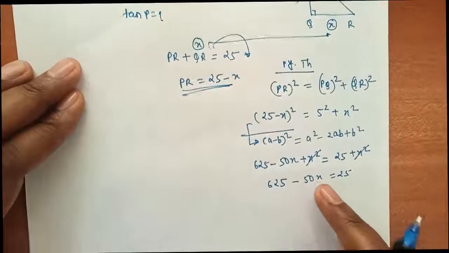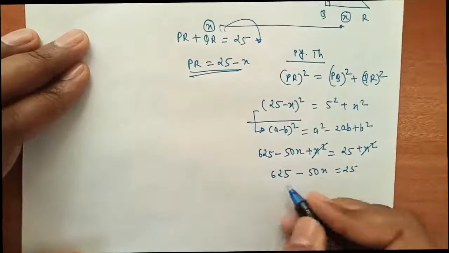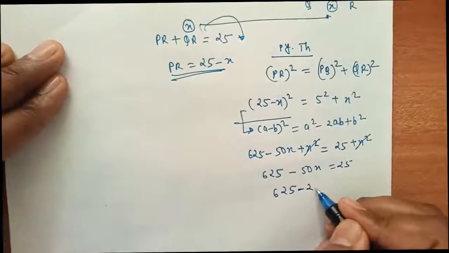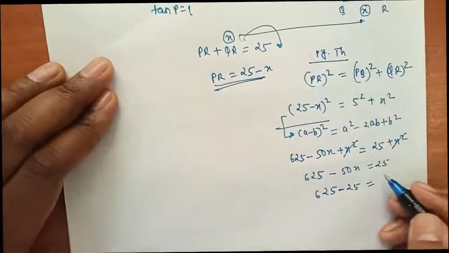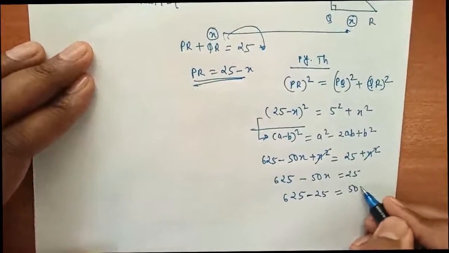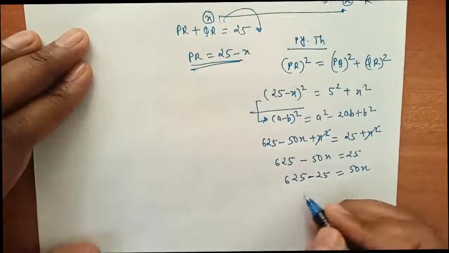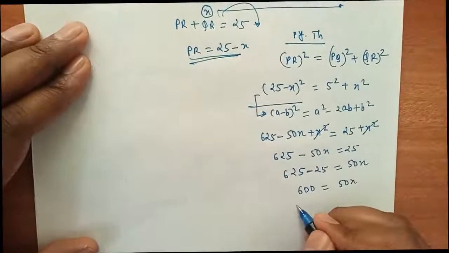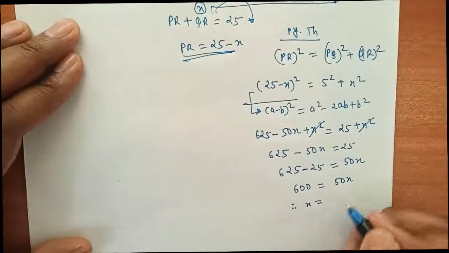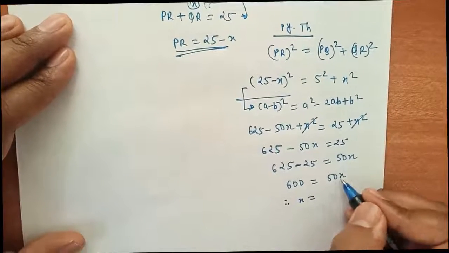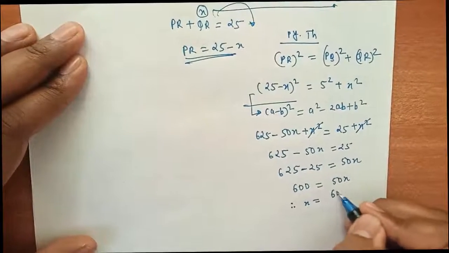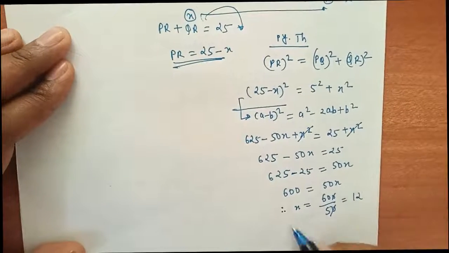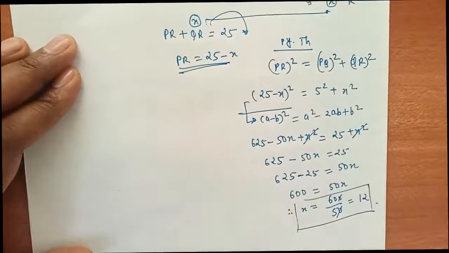Take this 50X this side and 25 this side, so it will become 625 minus 25, and this 50X was minus, it will become plus 50X here. So it is nothing but 600 is equal to 50X. Therefore, to find the X value, take the 50 this side, it is multiplication, this side will become division. 600 upon 50, and this is 12. So I got X value as 12.